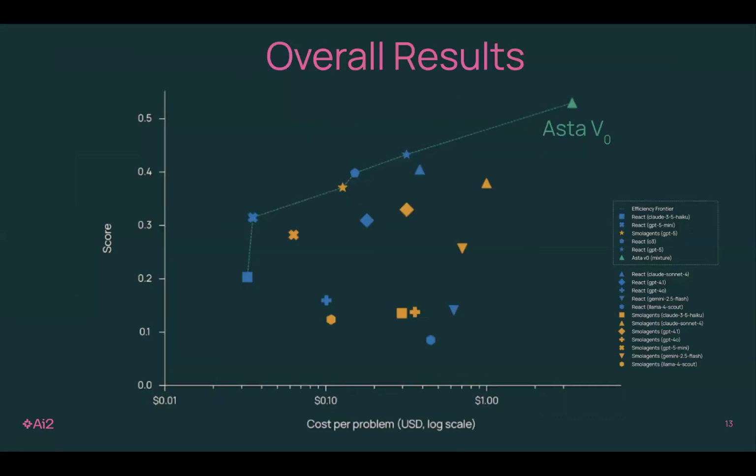Question on that last spot, it's so hard to read all the individual things, that dashed line and the other points that it connects. What are those other points? Are those previous versions of Asta, or? Yeah, it's a great question.